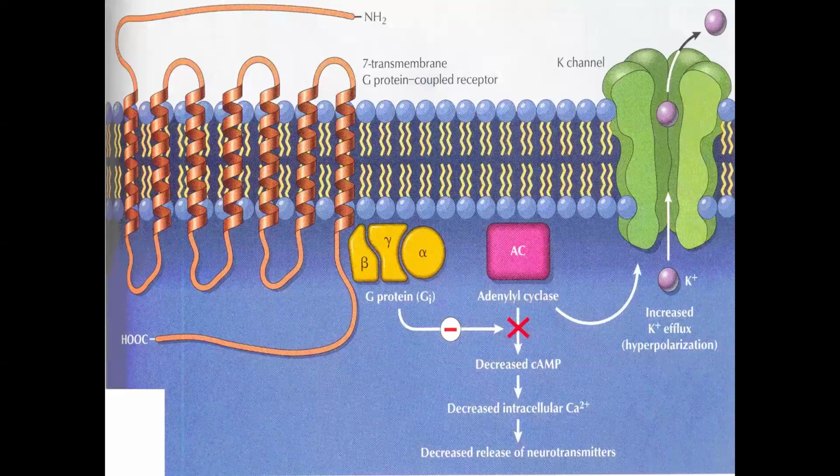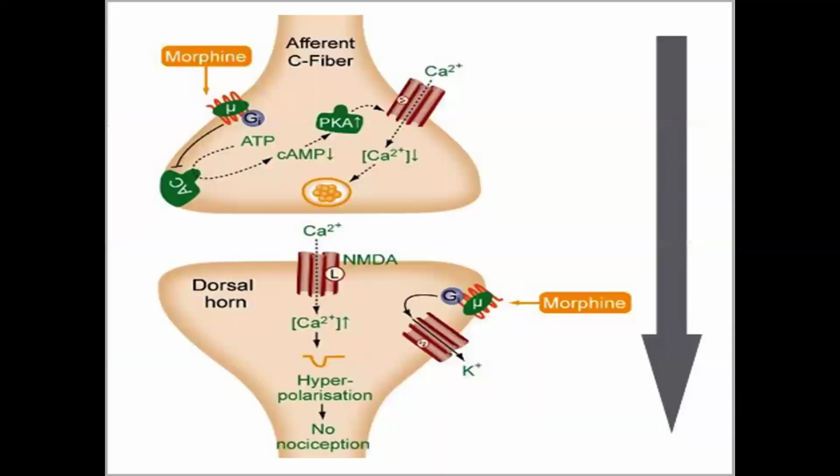This is the 7-transmembrane G protein receptor, and this is basically inhibiting the adenylate cyclase, reducing the cyclic AMP, reducing the intracellular calcium, which will reduce the release of neurotransmitters. Now, it also helps with increased potassium efflux, which hyperpolarizes the membrane, and thus it blocks the pain impulse.